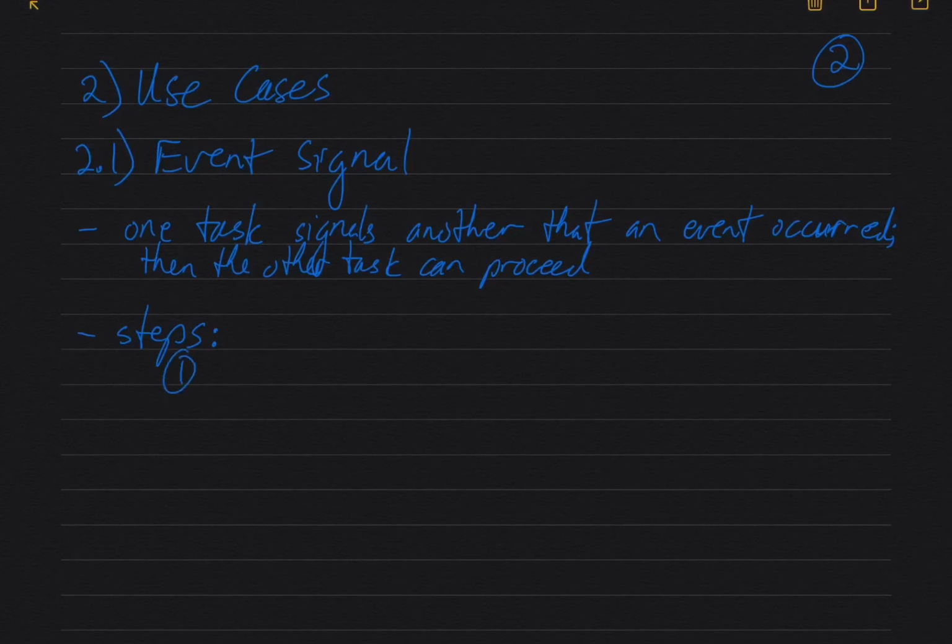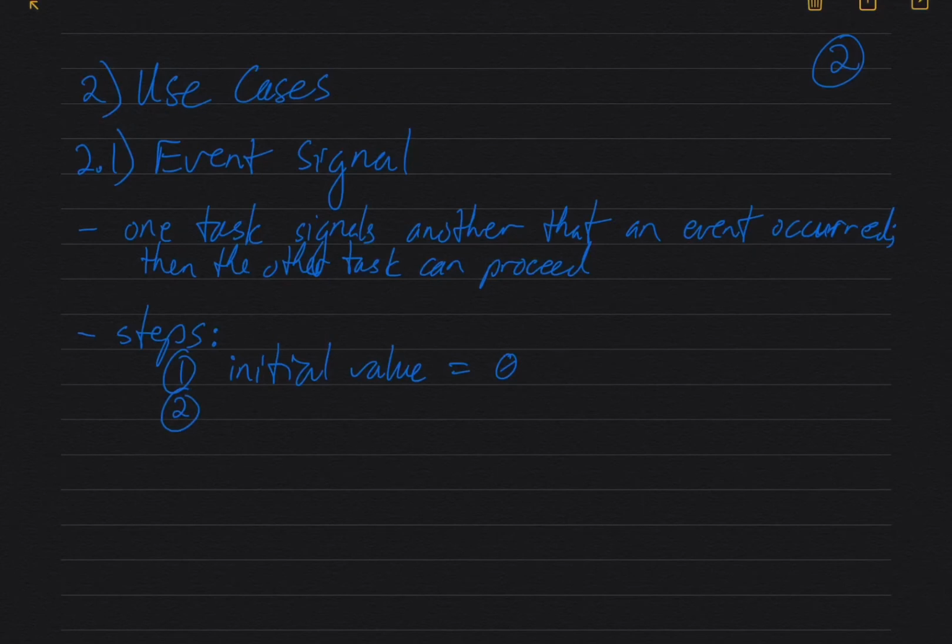So in this use case, the initial value of the semaphore is going to be 0 because we want the one task to block right away when it waits on the semaphore.